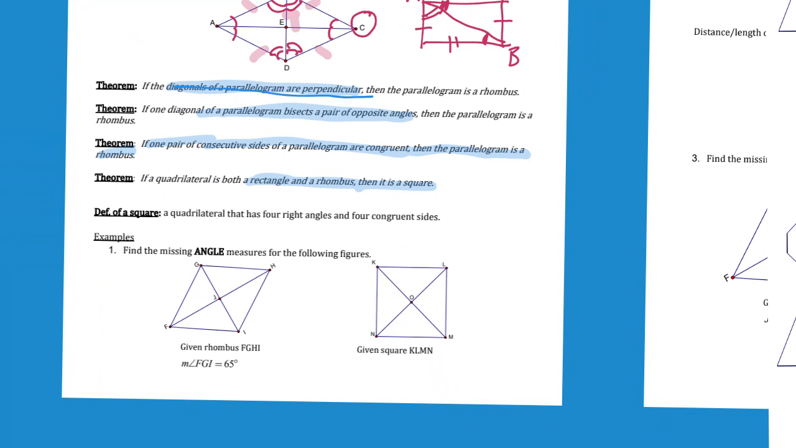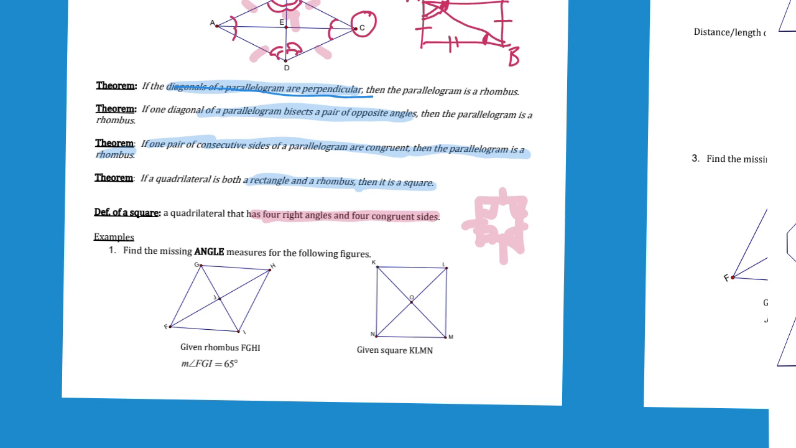So if you've got a square, what's the definition of a square? Well, the definition of a square is it has 4 right angles and 4 congruent sides. Which makes sense. Okay, so what was a rhombus again? It's a parallelogram with 4 congruent sides, or basically a quadrilateral with 4 congruent sides.